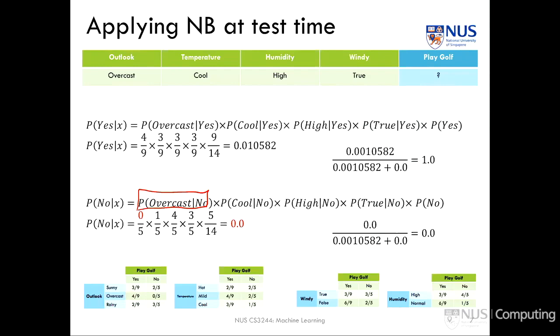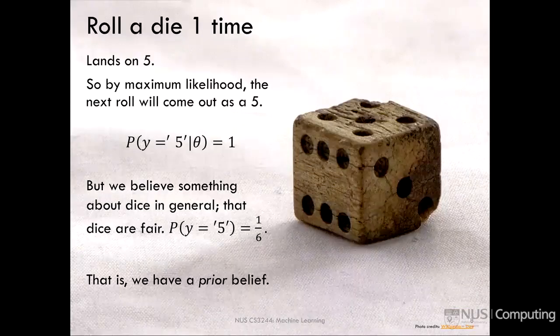To put this in starker terms, let's take a look at another case. Let's go to a case of rolling the die, just one time. Let's say it lands on the number 5. If we compute from a maximum likelihood point of view, where we look at what data we have, we can try to predict what the next outcome of rolling the die is. Well, it's going to be exactly 1 that it is going to land on a 5, because that's simply the only observation we have.